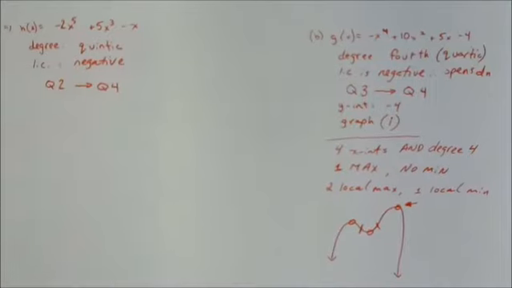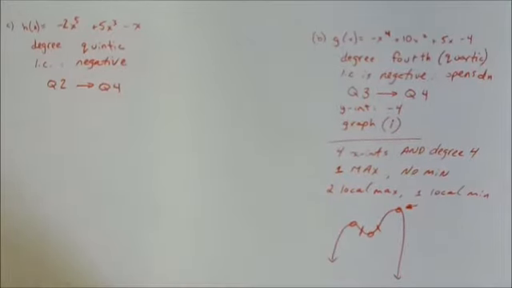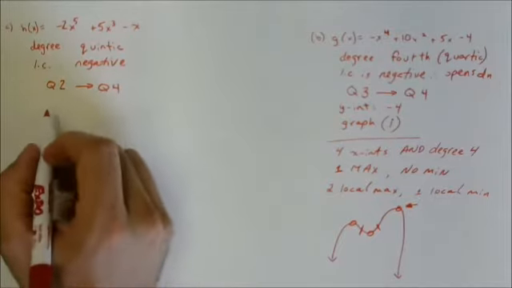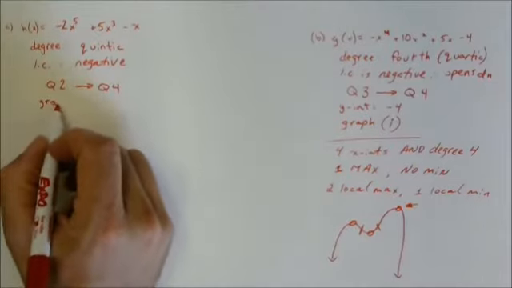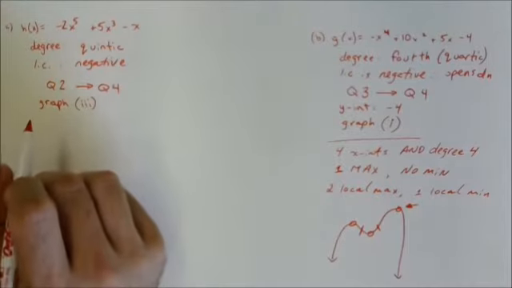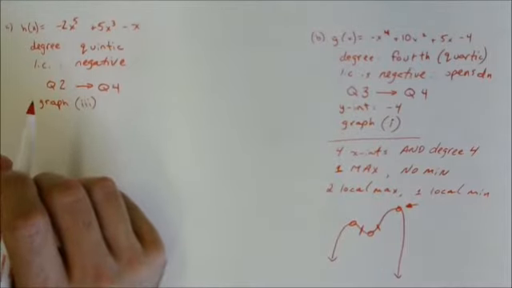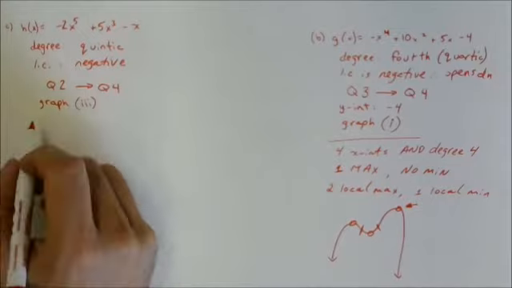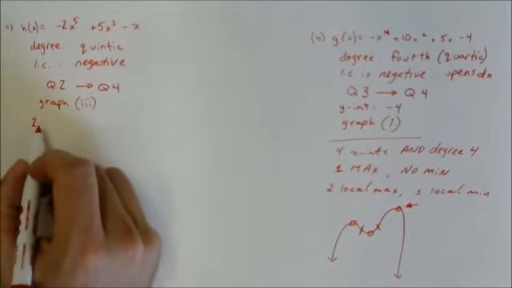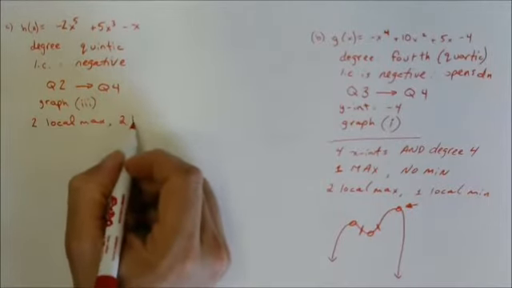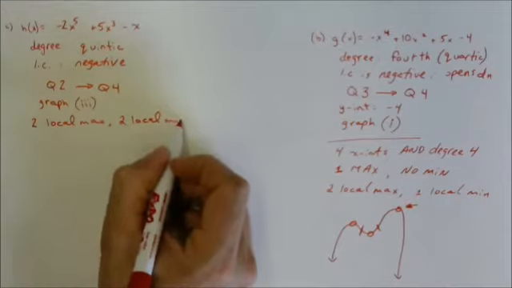All right, let's identify which picture it matches with. From Q2 to Q4, there's only one that does that. Graph 3. And now we're looking at the graph, and we're going to make some comments. How many local max and min are there? There's two local maxes and two local mins, but there is no absolute max or min.